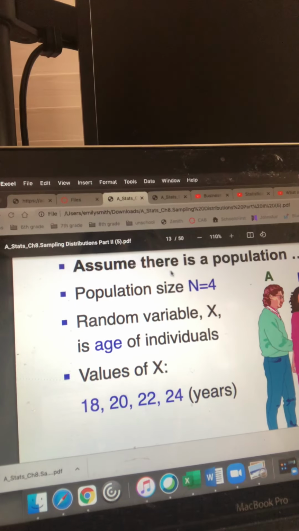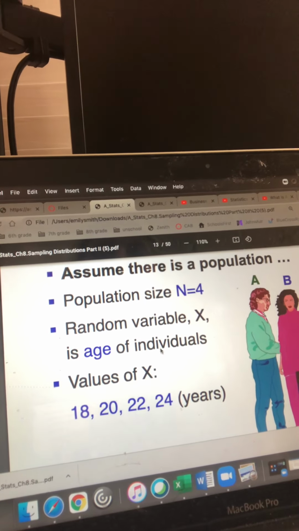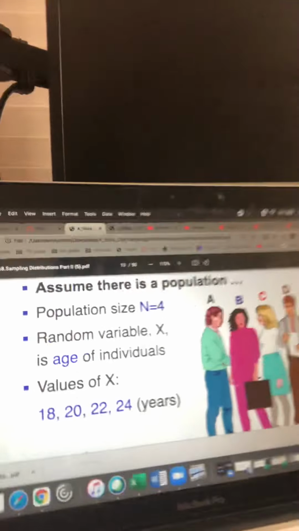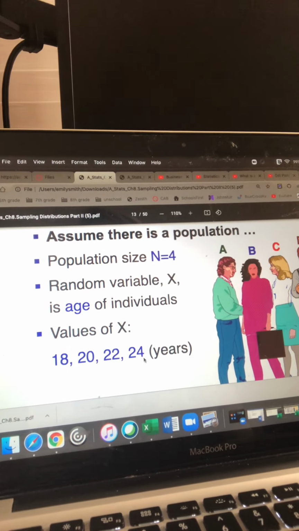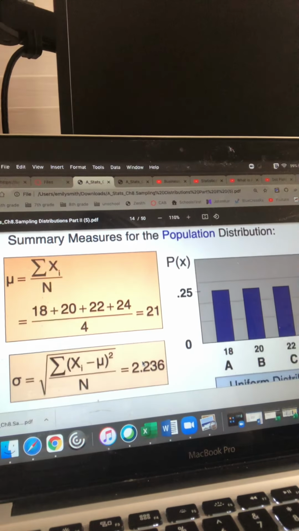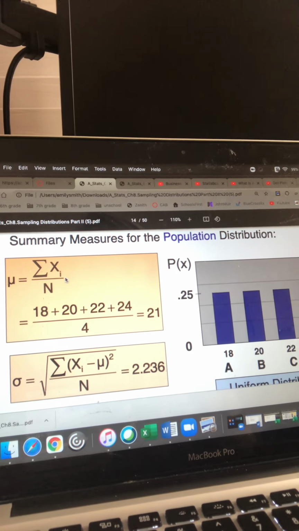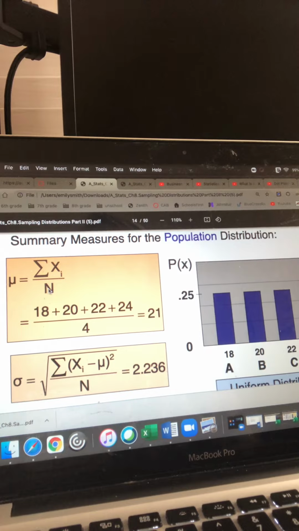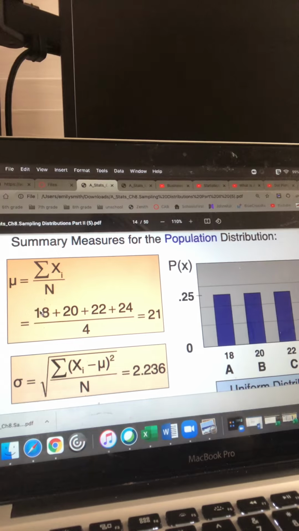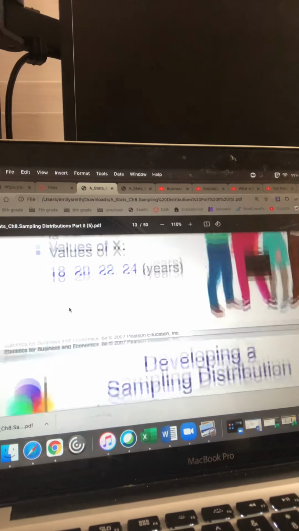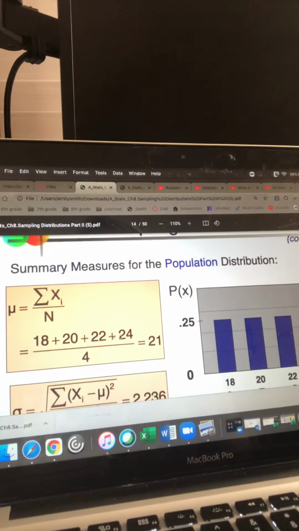So in this population example, as I mentioned, since we have n equals 4, the ages of the 4 individuals, which are going to be A, B, C, and D, are going to be 18, 20, 22, and 24 years of age. So to find out the mean, we use this formula, which is the sum of the x ages divided by n, which are the number of people. So in this case, fairly standard, we are just going to add the ages that we looked at before, which were 18, 20, 22, and 24, and divide it by 4 because that's the number of people.